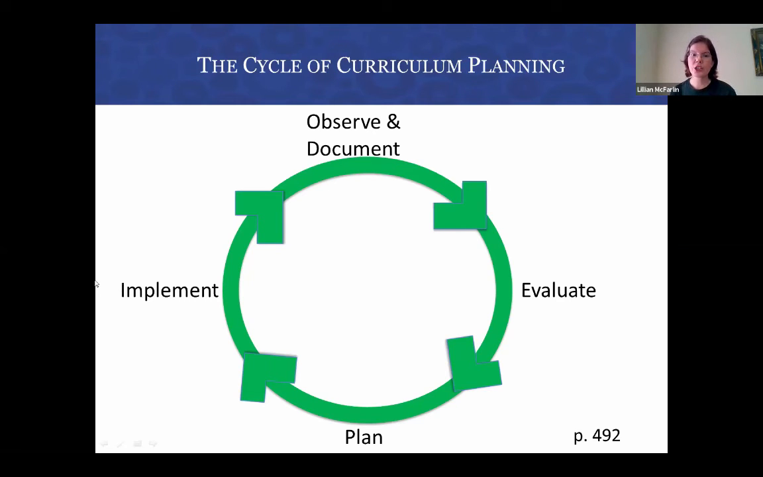Does anybody have a question about the circle? It makes sense, right? You have information, figure out what it means, make a plan, try it out, and see what changes. That's like scientific method-y kind of stuff. Problem solving.